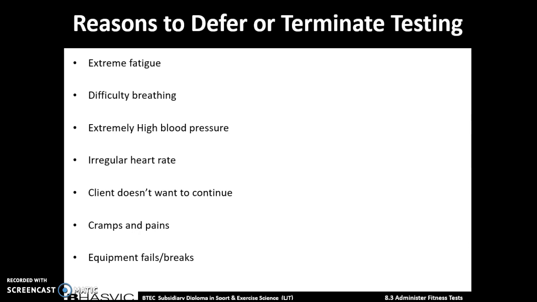Irregular heartbeat, the same goes as the high blood pressure. The client doesn't want to continue, so this links back to the informed consent, where the client has the right to stop testing if he doesn't want to continue. Cramps and pains, and then the equipment fails or breaks, which is quite an obvious one, where if the equipment fails and breaks, it either means that the client can't continue because there's nothing to test, or the client's test results won't be recorded because the equipment has failed.